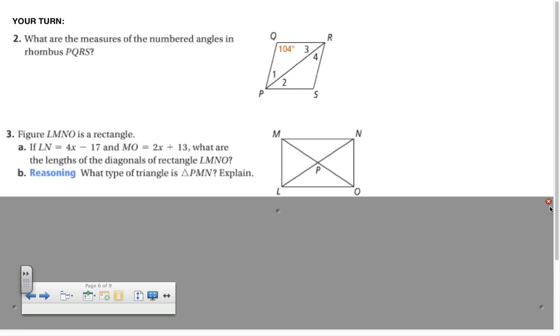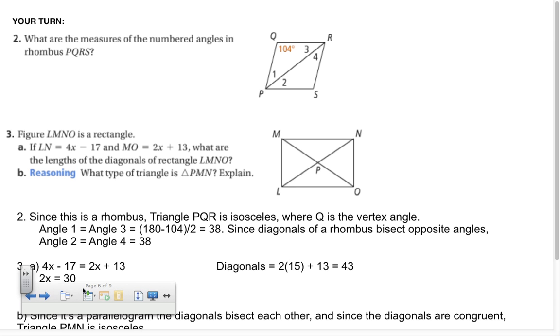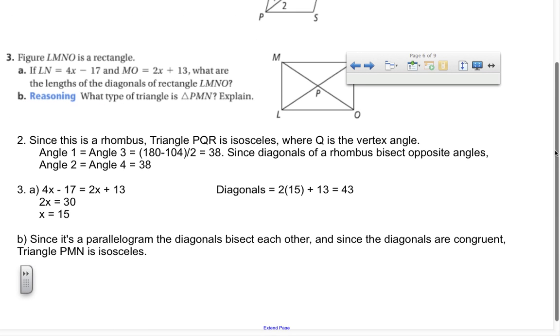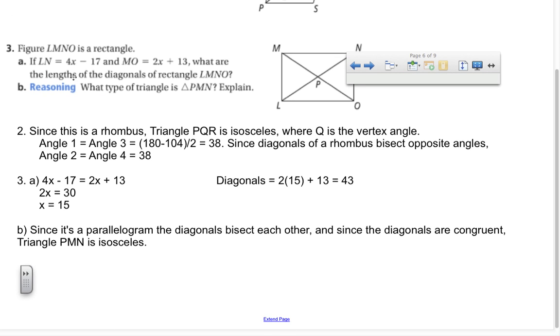Okay, based on what I'm seeing and hearing, you're ready to check your work against mine. The way I did number 2 may be different than the way you did number 2, but we should still be ending up in the same place. All of the angles in number 2 equal 38 degrees.